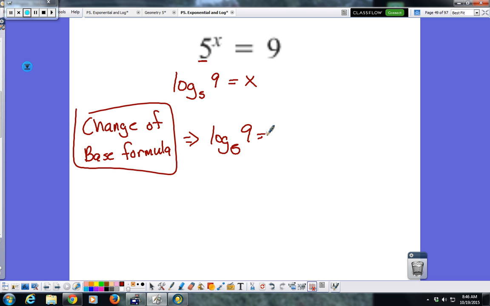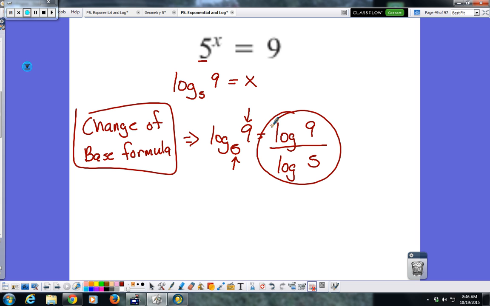You can change a logarithm to any base you want by doing what I'm about to show you, and it's extremely simple. Simply rewrite it as log of any base you want of this number divided by log of that same base of this number. Just type it in like that. And notice I said log of any base.